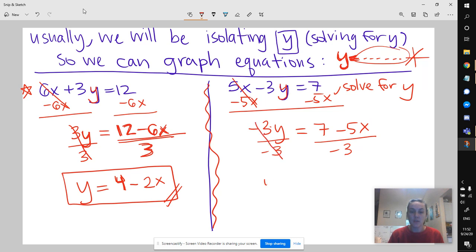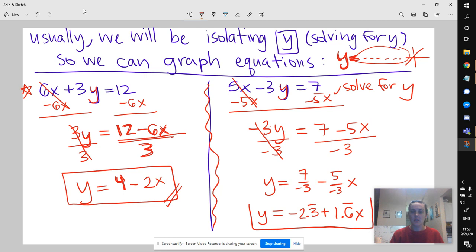Then, to get the y by itself, we're going to divide by negative 3. On this side, it works out nicely, because we just have y. And on this side, we do 7 divided by negative 3 minus 5 divided by negative 3. The other way we can think about this is 7 divided by negative 3 is negative 2.3 repeating. And then negative 5 divided by negative 3. First off, it's a negative divided by a negative, so that turns into a positive. And then 5 divided by 3 is what? 1.6 repeating.